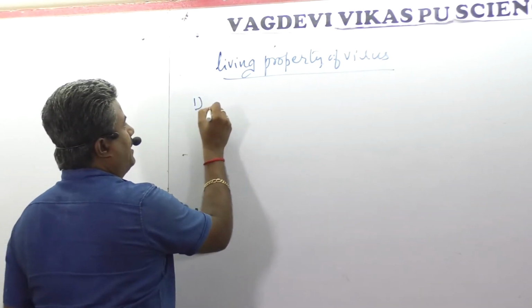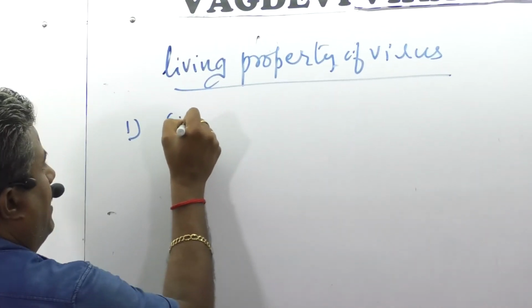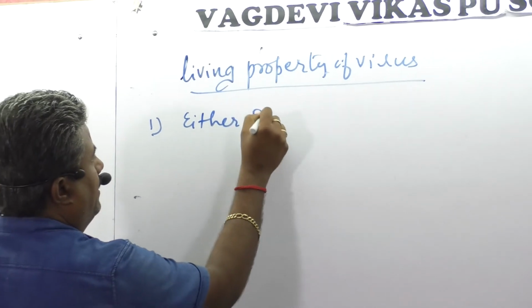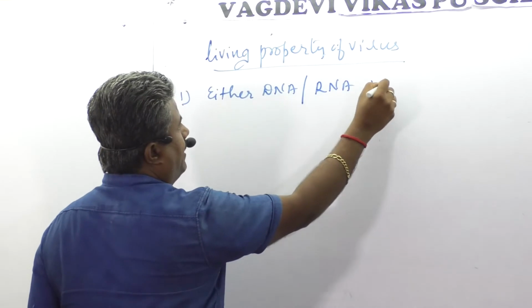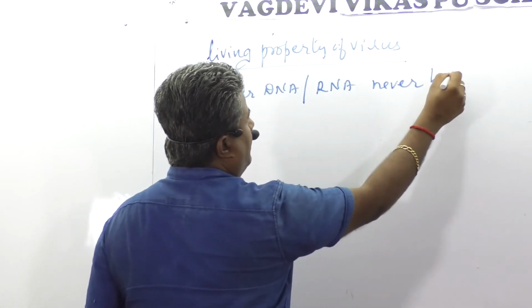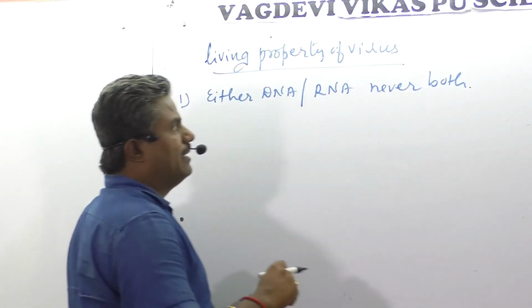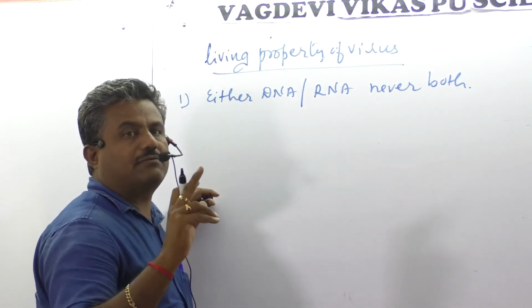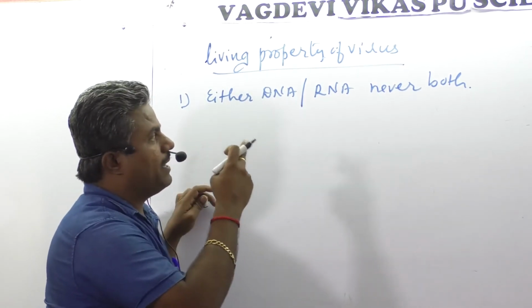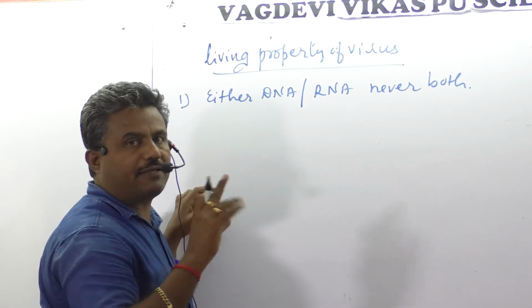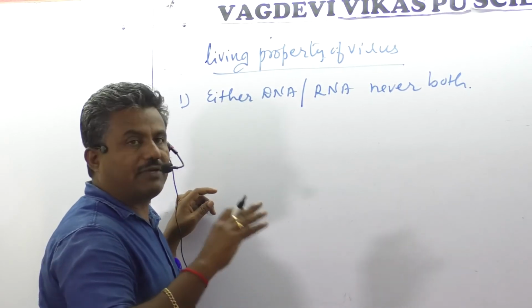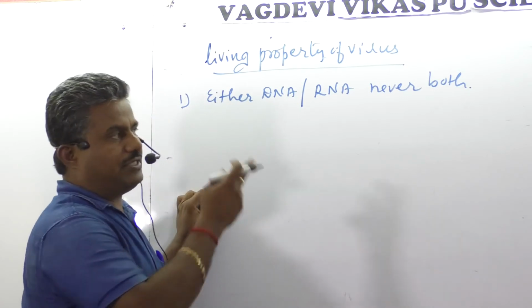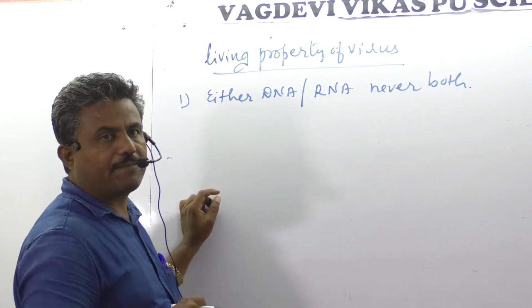They possess either DNA or RNA, never both. Either DNA should be there, or RNA should be there, never both. They cannot be together in one virus. So this is one living property.